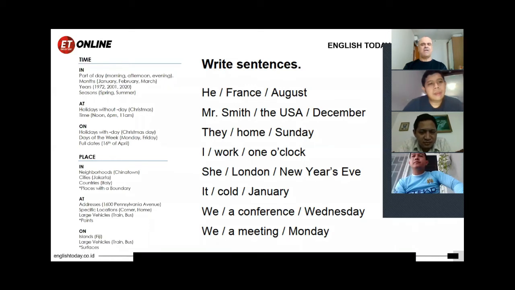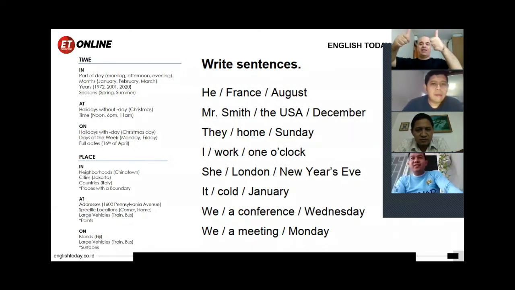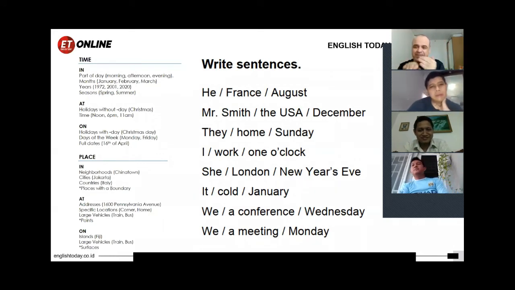No. Think about France. France is one country. Think like Indonesia. France is a country. It has borders. So he was in. He's inside the country. He was in France. When? In August. Correct. Why in August? Because August is 31 days. It's a period of time. Yes, period of time.